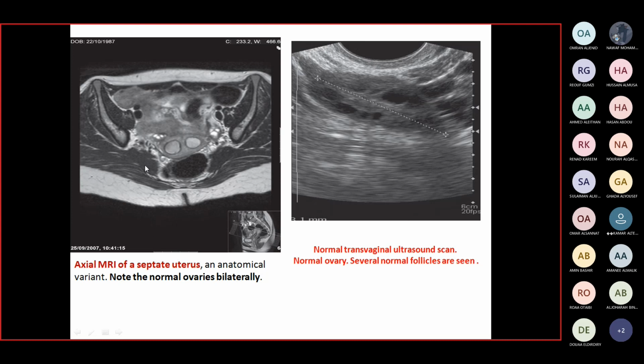Now, this is MRI. This is a patient with a septate uterus. This is one uterine cavity and this is the other, with a septum between them. But the most important thing is that those are the follicles. On MRI T2, follicles are bright and hyperintense on both sides. We have small cystic areas that are hyperintense on both sides. This is the normal appearance of the ovary on MRI T2.